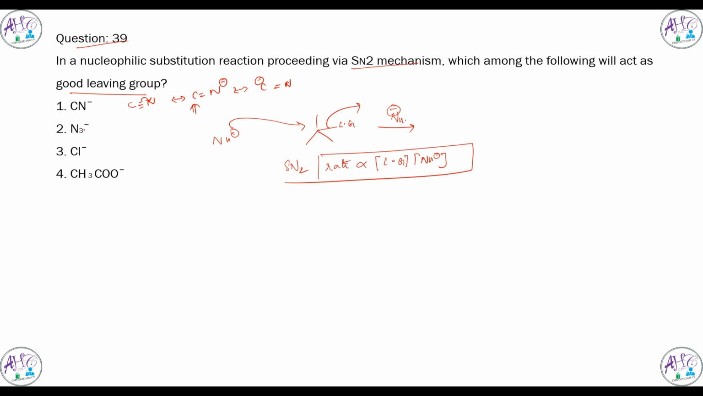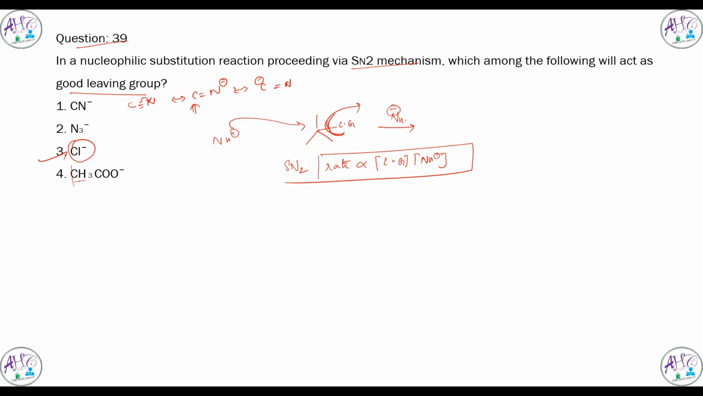Likewise, when it comes to your chlorine, your chlorine is actually going to act as a pi acceptor. So it will take the electron completely and it will be readily removed. Okay, so your halogen compounds are always very good leaving groups compared to other ones. So option 3 is the correct answer.